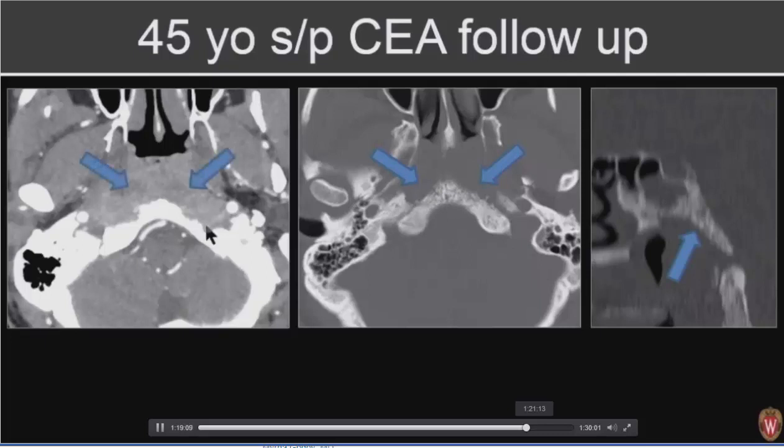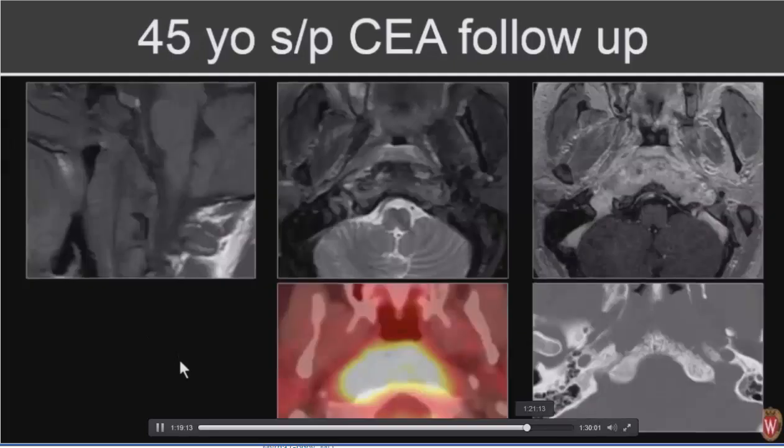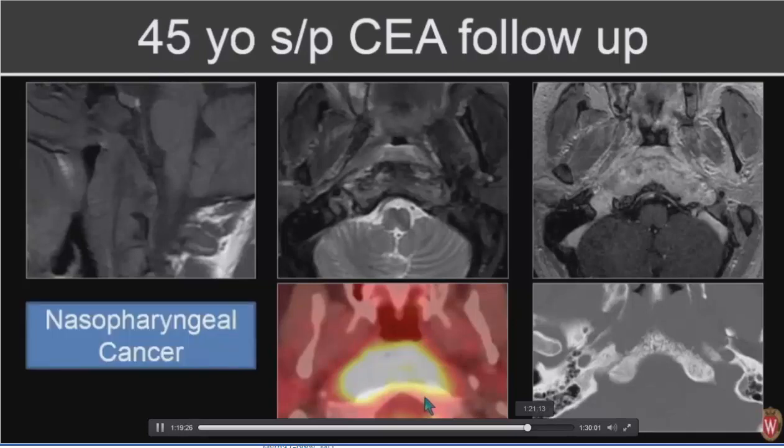We can also appreciate that there's extensive soft tissue within the nasopharynx. On MR, we can see that there's total replacement of the clivus as well as C1 and C2, with heterogeneous signal on T2, enhancement, and then, of course, very FDG avid. This is a case of nasopharyngeal cancer.